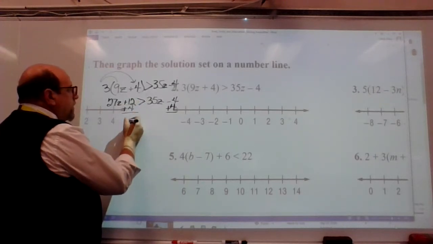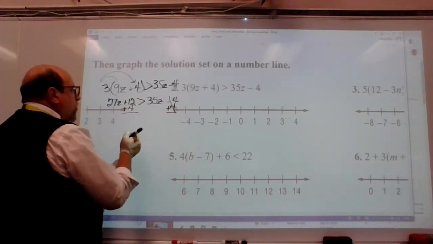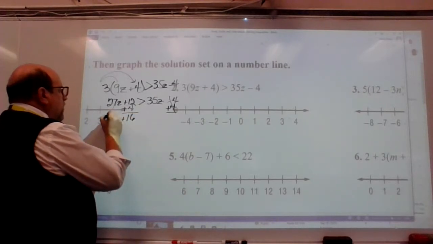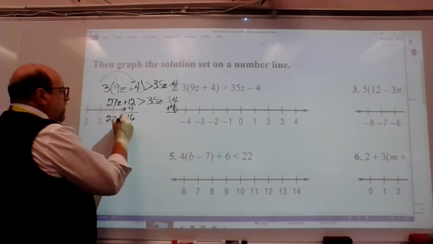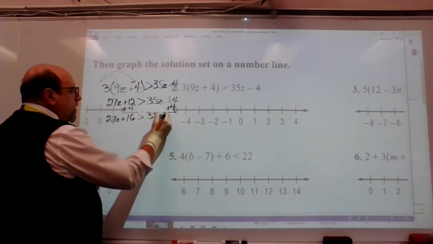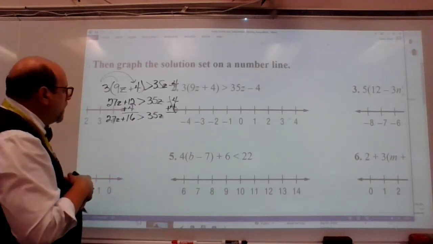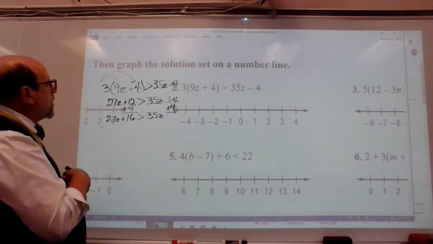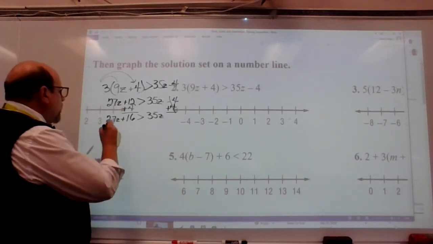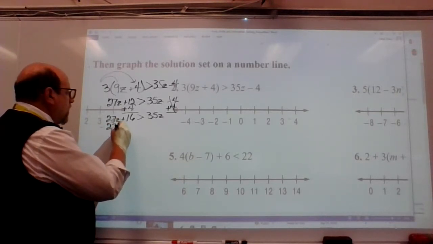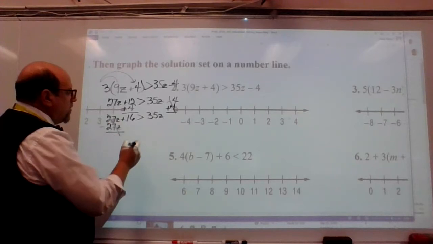And what I come up with is minus 4 plus 4 is 0. 12 plus 4 is 16 plus 27z's is greater than 35z. Good? All right. Well, now I'm going to go ahead and subtract 27z from both sides.